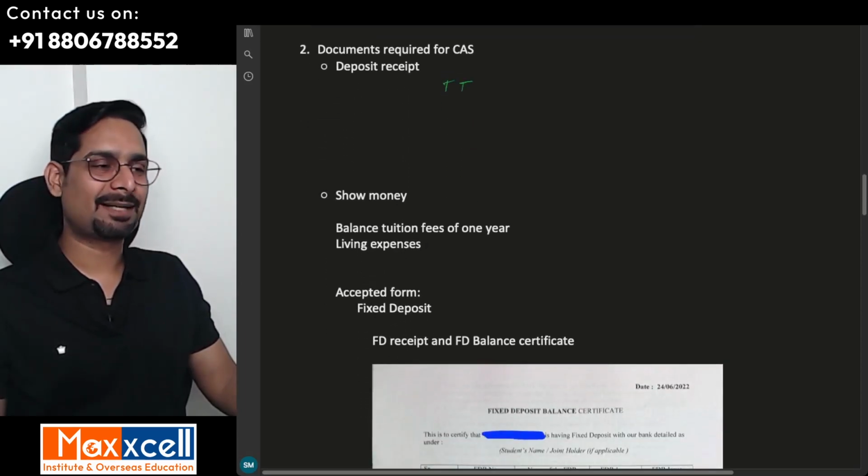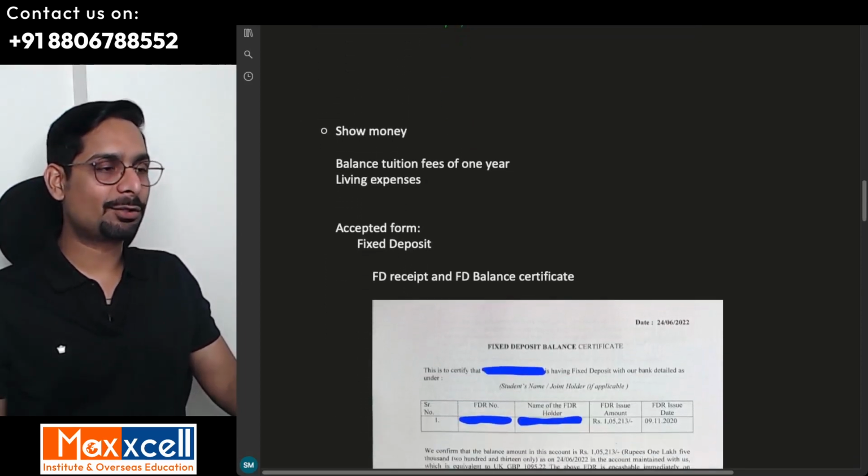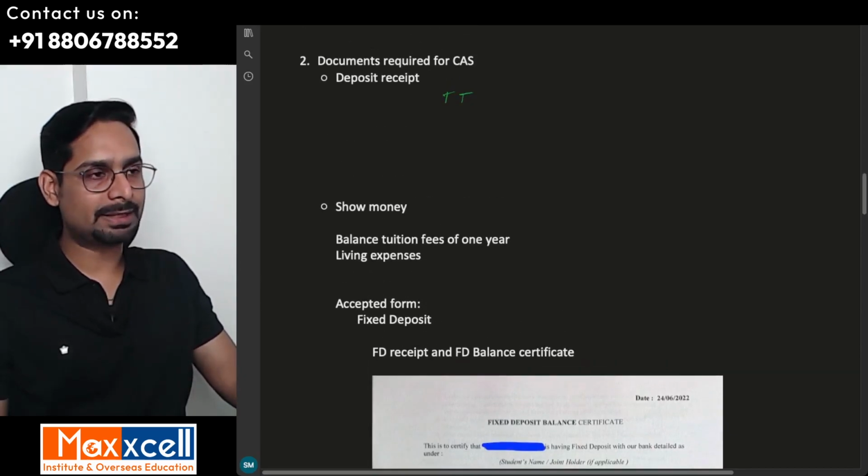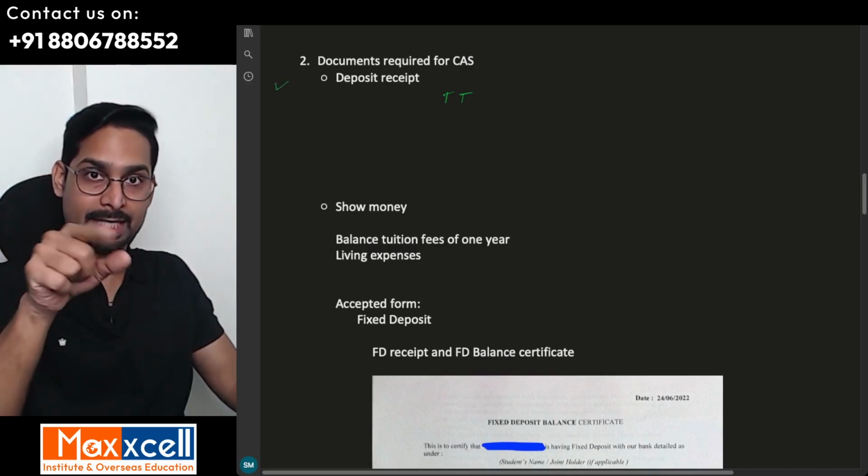And we can provide you the sample. All right, so next is show money. Okay, so deposit receipt: the university would like to know whether you have paid the money, if they ask for it.